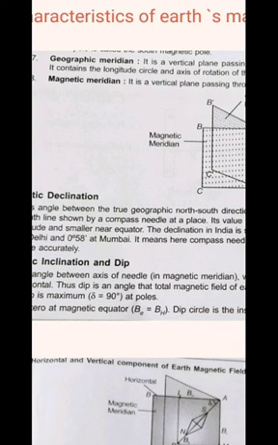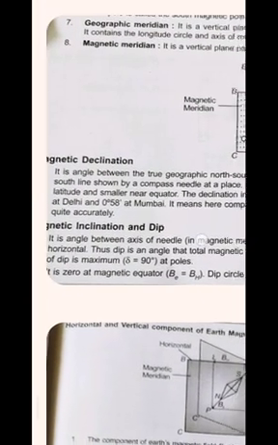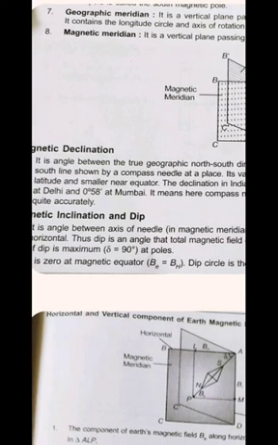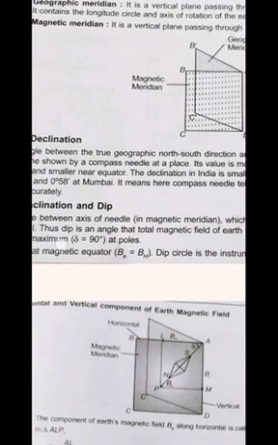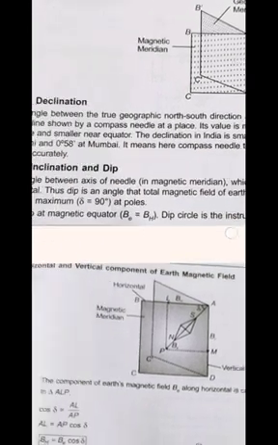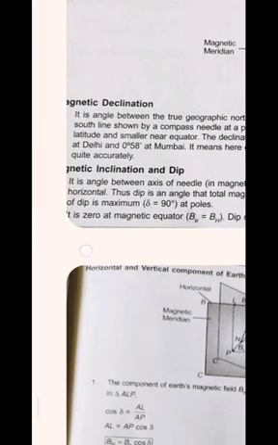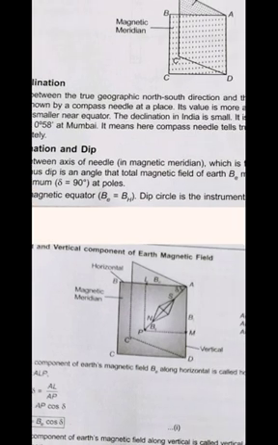Now, magnetic declination. Declination is the angle between the true geographic north-south direction and the north-south line shown by a compass needle at a place. So the line of geographic north and the line along which a magnet suspends at a place, the angle they make, that is the angle of declination.